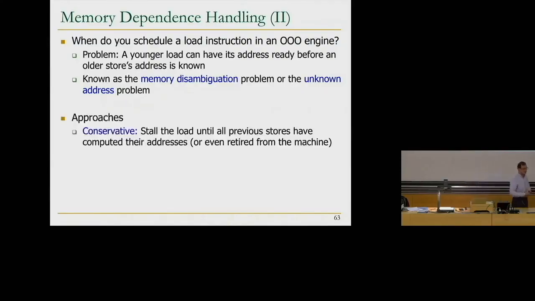One is the conservative approach, which is terrible for performance in general. You stall the load until all previous stores have computed their addresses. You can do that, right? In this example that I've shown you, there are a bunch of stores in front of, older than, this load. You basically wait until all of them compute their addresses. It doesn't matter if it takes 1,000 cycles, 5,000 cycles, you just wait. And when all of them have computed their addresses, now you know which store you're dependent on. You need to do something to know that, of course, but you know.